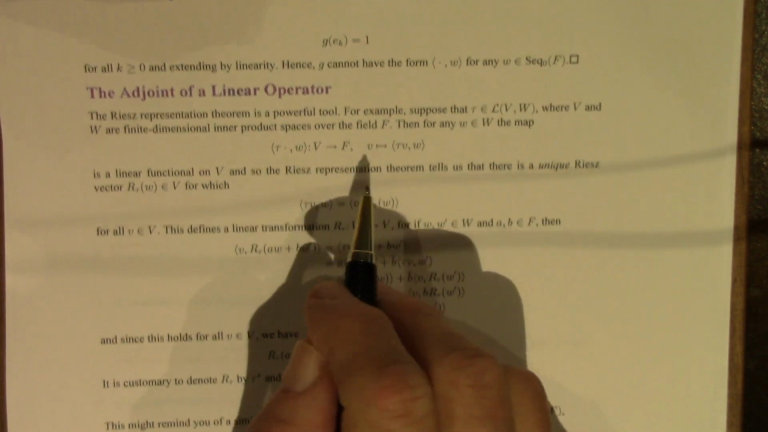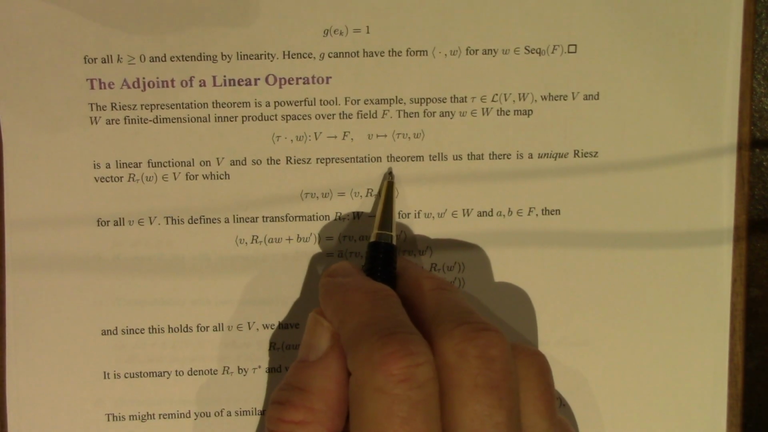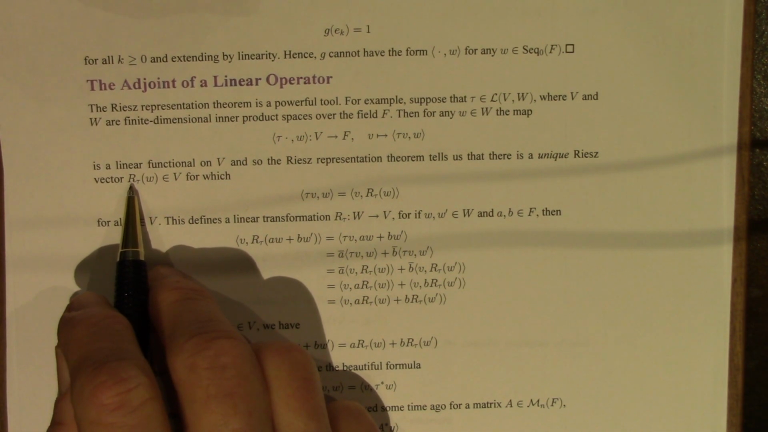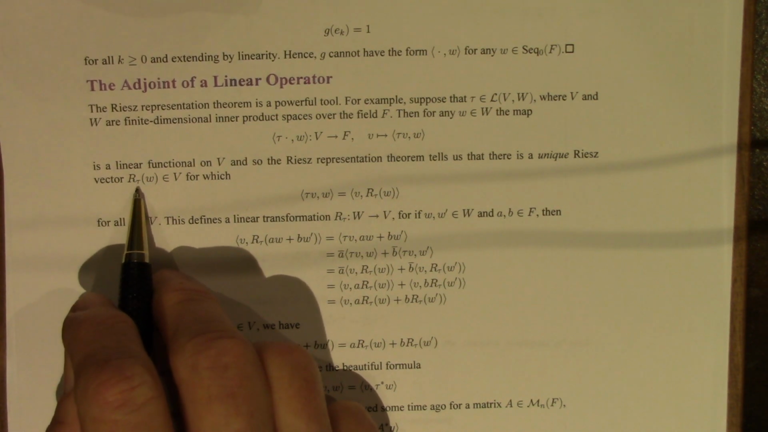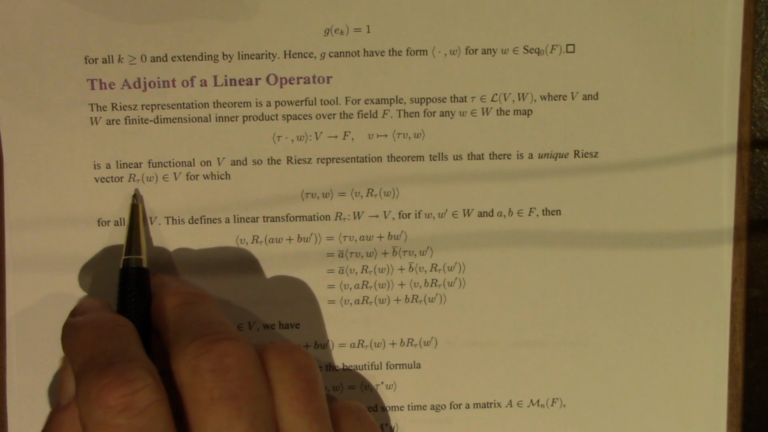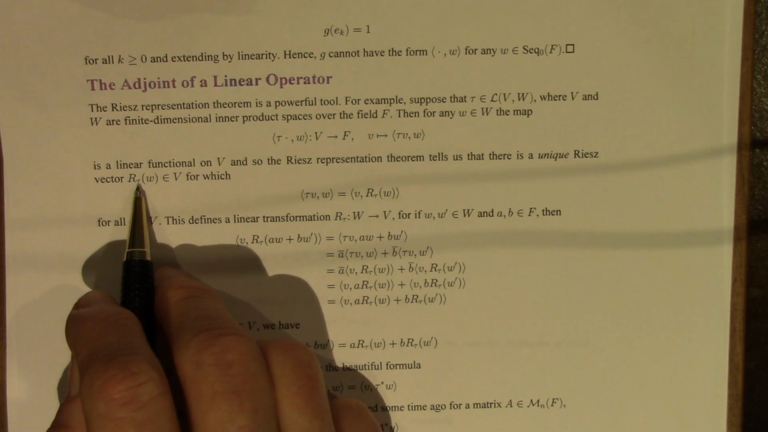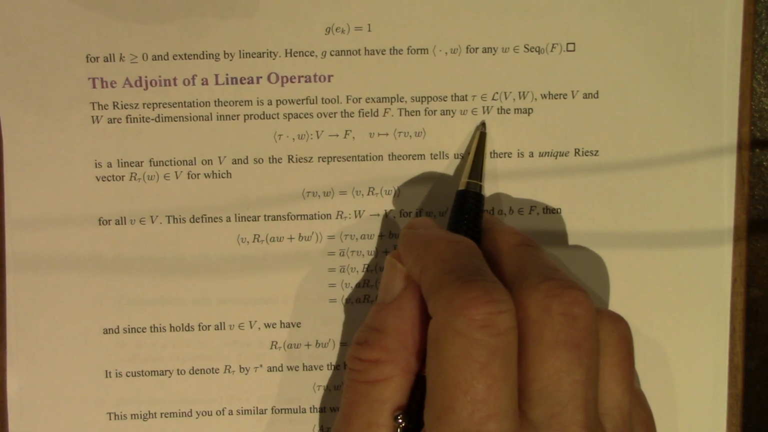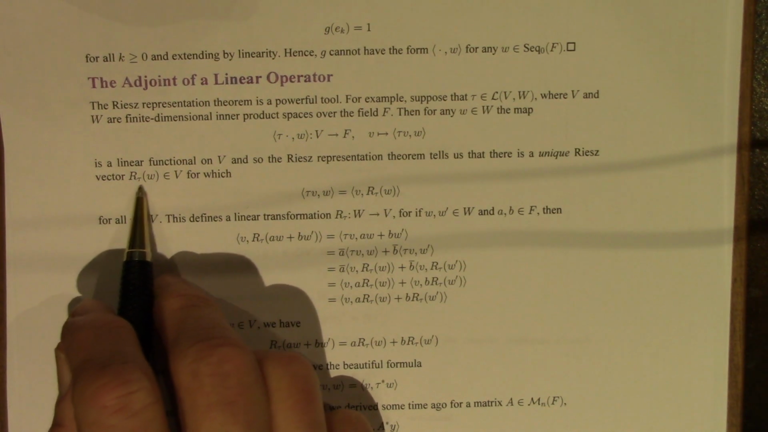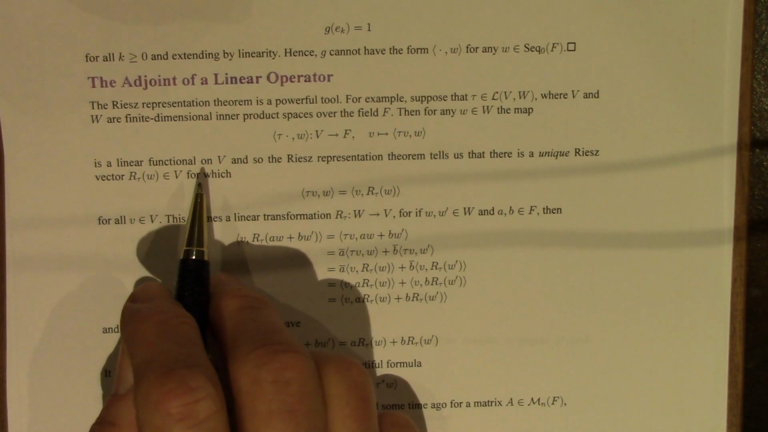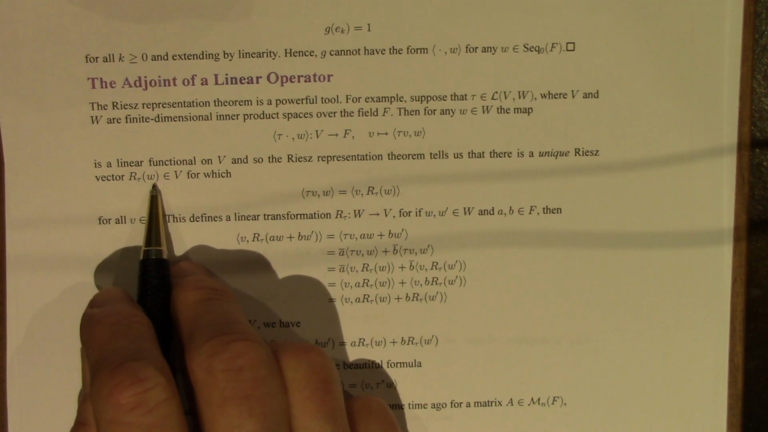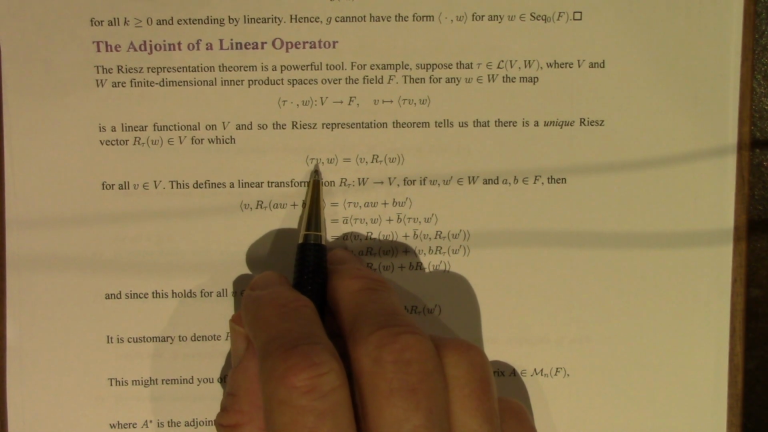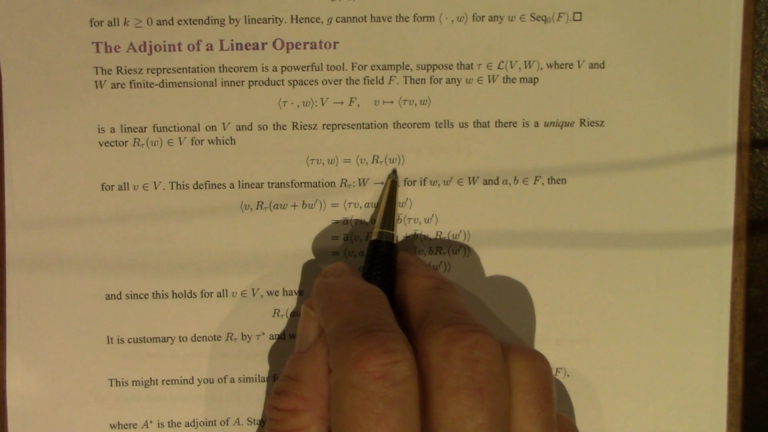So the Riesz representation theorem tells us there's a unique Riesz vector, which I'm going to write temporarily as R sub tau W. It depends on both tau and W. We're thinking of tau here as fixed, but W is going to vary. It says for any little w in W. So that's why the notation is a little bit asymmetric. There's a unique Riesz vector satisfying this. So this is the linear functional applied to V. This is V inner product with the Riesz vector.